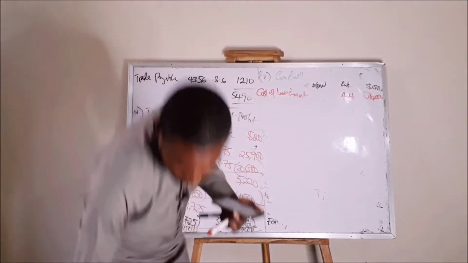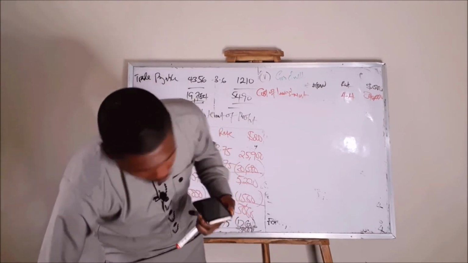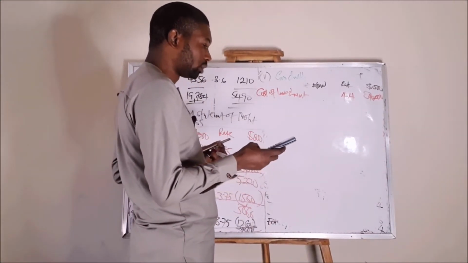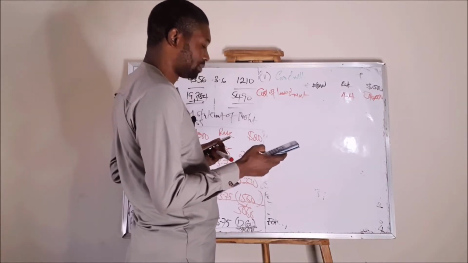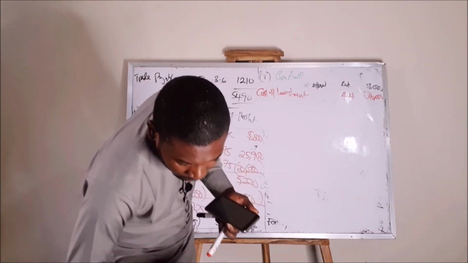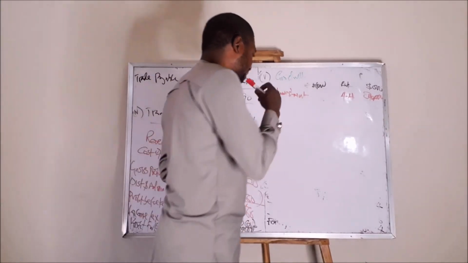So that's how. So in that case, we are going to say 840 times 4.4. It's going to give you 3,696,000.